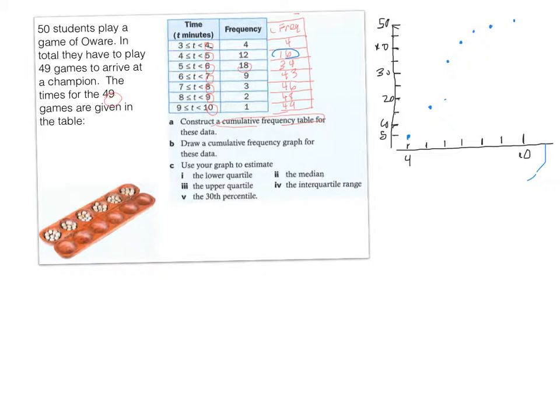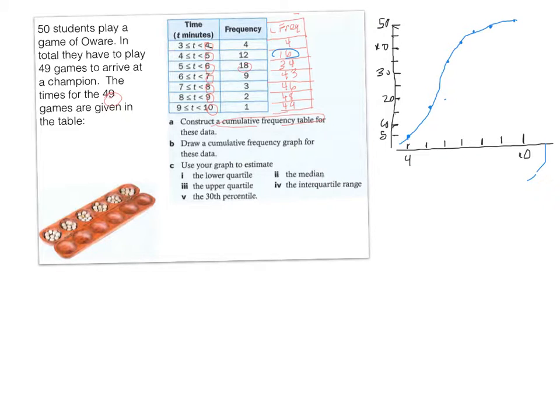That's all right. So 10 minutes, I've got that. All right, so you can see that we've got a fairly nice, smooth curve here. And that's my cumulative frequency graph. Now, the next question asks me for some details from this cumulative frequency graph. So, we're going to go first to the lower quartile.